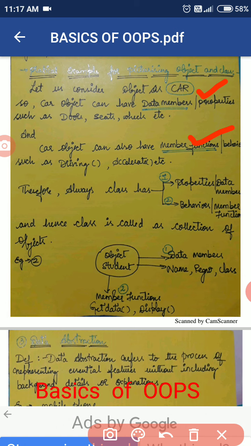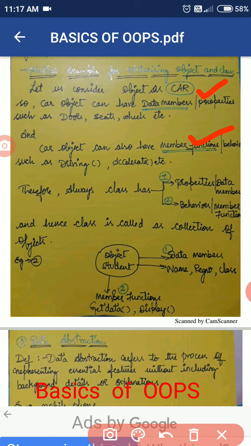Okay. So always, as I told, an object will have two things: one is data members, another is member functions. What is a data member? It is also called properties. What are member functions? They are also called behaviors, how the object will behave. So keep it in mind, any real-time object you take will have two things according to the OOP concept.